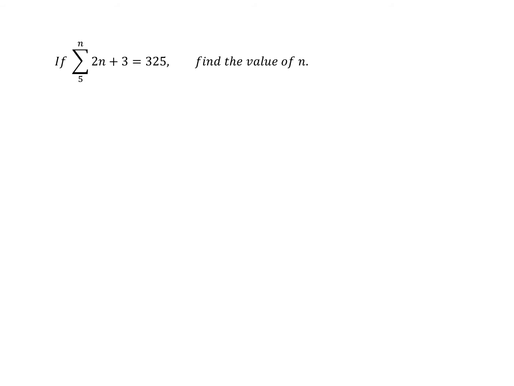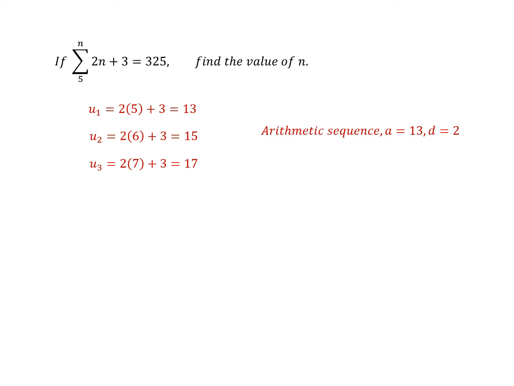terms. So the first term is when n equals 5. So u1, which is the first term, is 2 times 5 plus 3, which is 13. The second term, u2, is 2 times 6 plus 3, 15. And there's the third term. So we can see that we've got an arithmetic sequence here. The term-to-term difference is 2. So we've got an arithmetic sequence with a equal to 13 and d equal to 2.